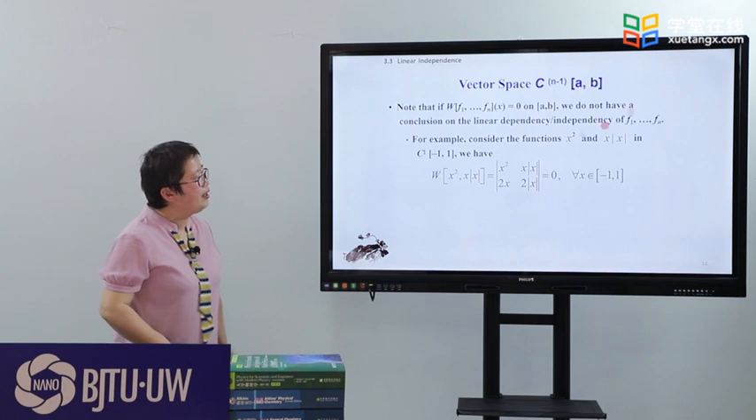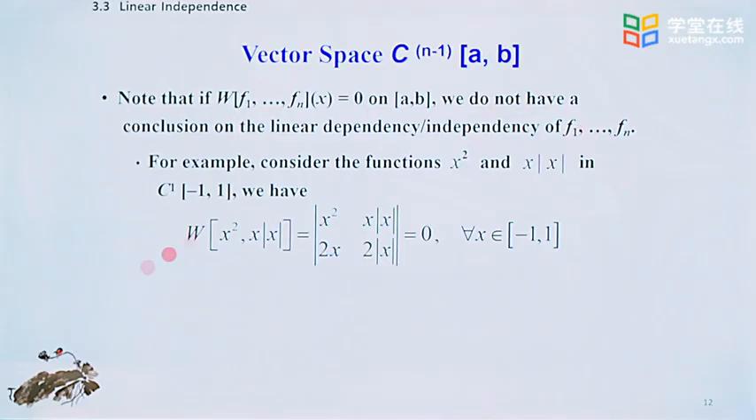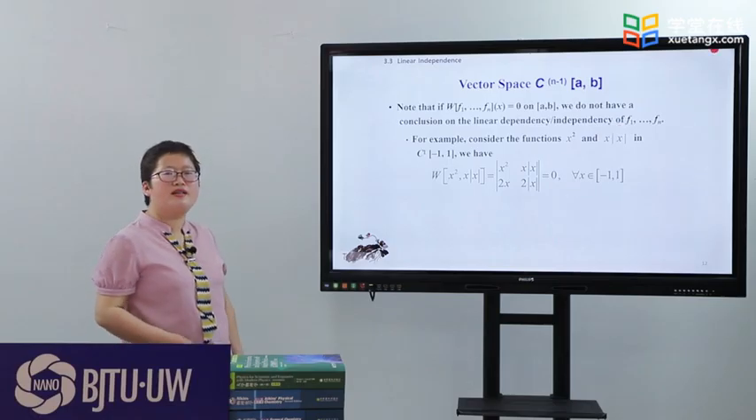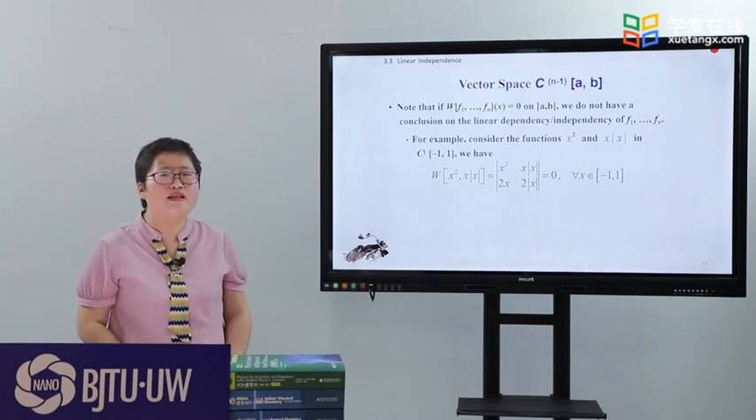We can take this example, okay? We consider two functions. One is x power 2, the other one is x times the absolute value of x. Those two functions are vectors in C1 minus 1, 1, so their derivatives are continuous on the closed interval minus 1, 1. And if you do the Wronskian, the first function is x squared, the second one is x times its absolute value, and you do the derivative: the derivative of x squared is 2 times x, and the derivative of x times absolute value of x is 2 times absolute value of x. And you can check this determinant is always 0, identically 0 for any x on this closed interval. So can we say these two functions are linearly dependent or linearly independent? We cannot see from here, right?